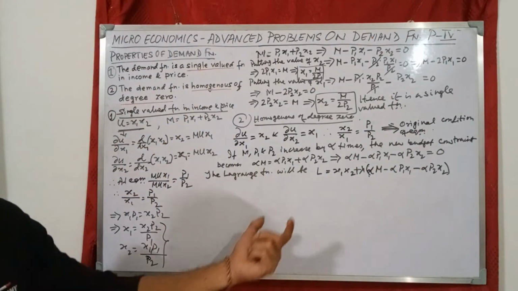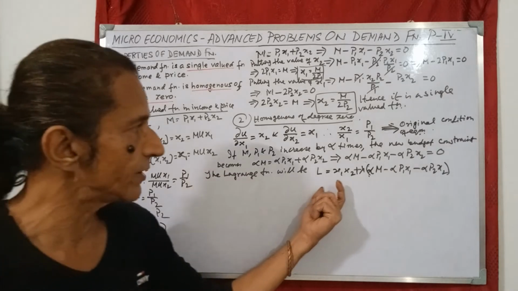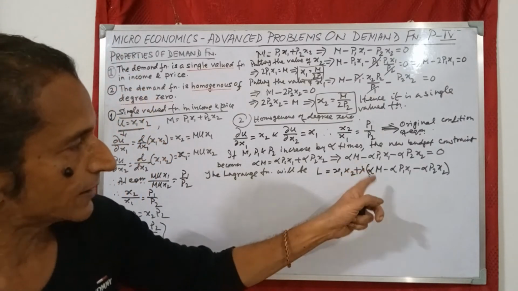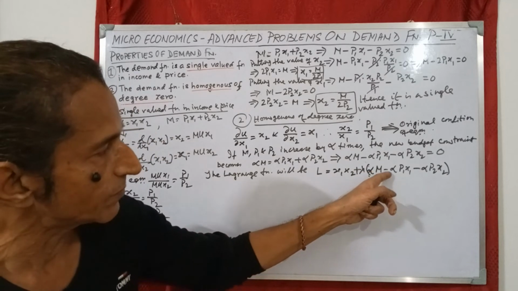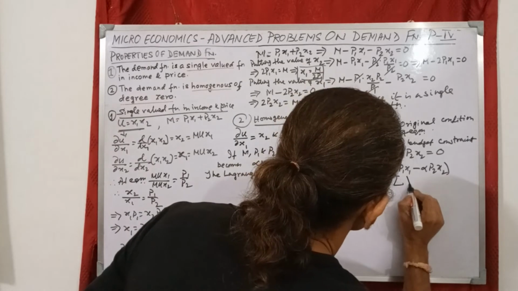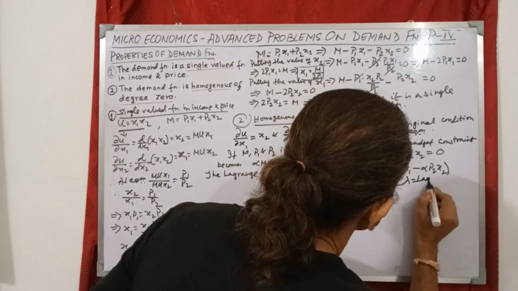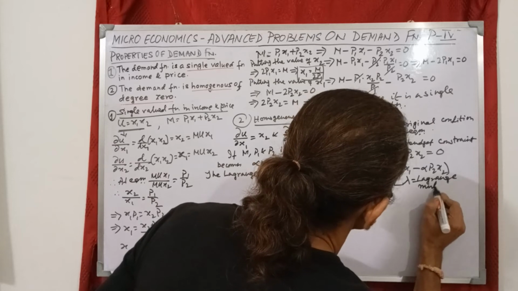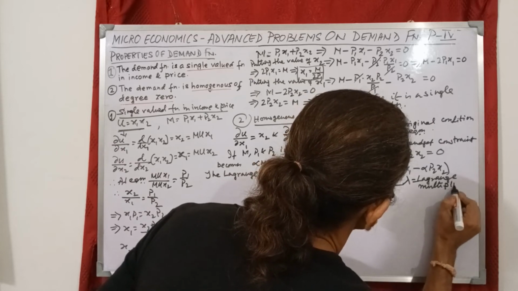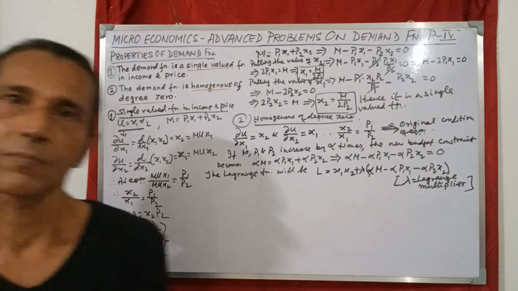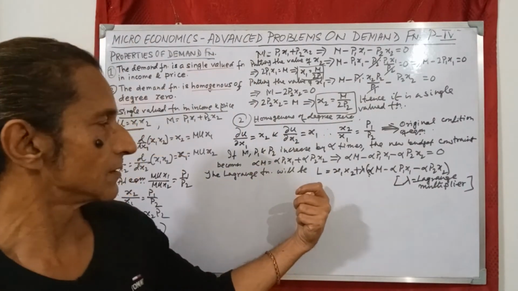So the Lagrange function becomes L equals x1 x2 plus lambda multiplied by, within bracket, alpha m minus alpha p1 x1 minus alpha p2 x2. Lambda is the Lagrange multiplier. Okay, so this is the Lagrange function.